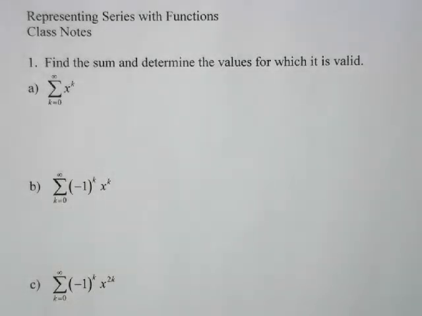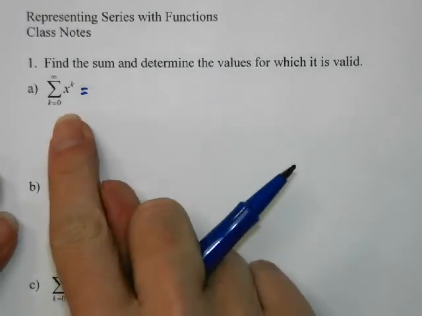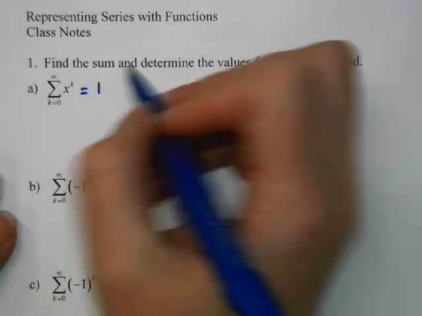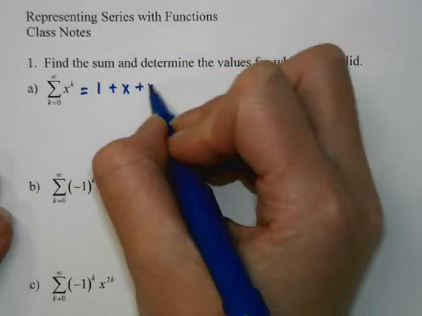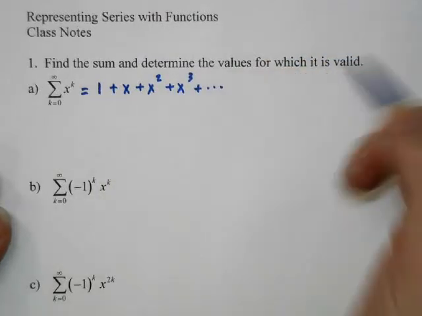This lesson is on representing series with functions, specifically infinite geometric series in what we call a power series. So what do these look like? Let's first begin by expanding this out. If we plug in 0 for k, we're going to have 1. If we plug in 1, we're going to have x. Plug in 2, we'll have x squared, and so on.